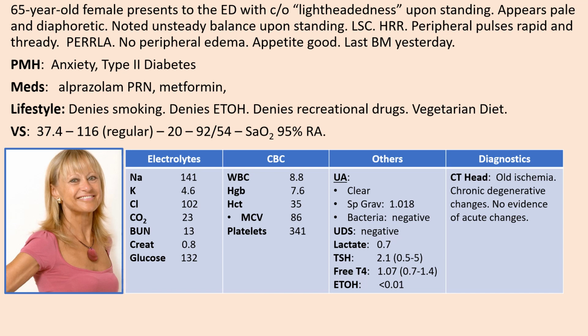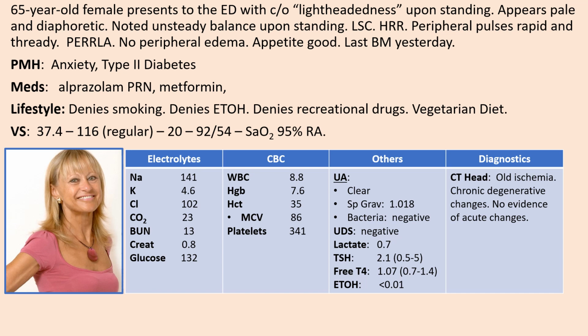Her lactate was negative at 0.7, which lets me know that she's not hypoxic. She doesn't have sepsis, none of those other kind of things that could be going on with her. Her thyroid function is normal. TSH was 2.1, free T4 thyroxine level was 1.07. So those are normal, and her alcohol level was negative, so she wasn't inebriated when she came into the emergency department either.